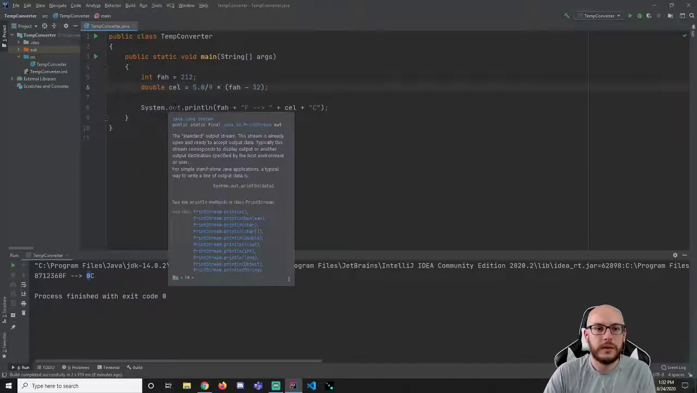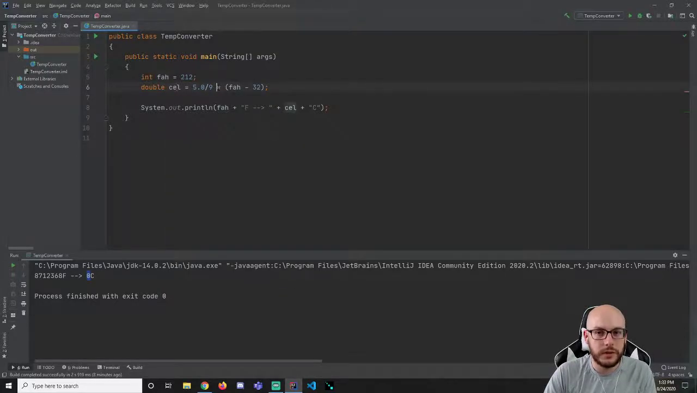So let's try this out first and foremost. I'm going to run my program. I have a temperature that we know and love, 212. We know it's supposed to go to 100 degrees Celsius in this conversion. So I'm going to run my program. And there we see it. Our 212 Fahrenheit is equivalent to 100 degrees Celsius.